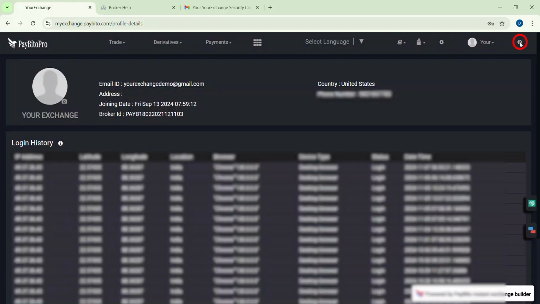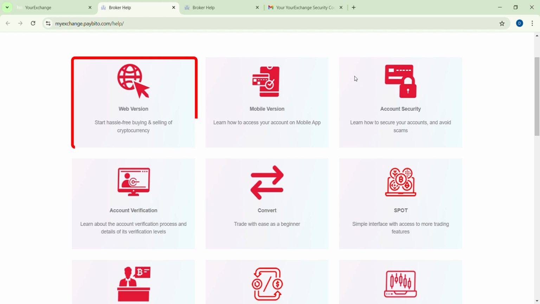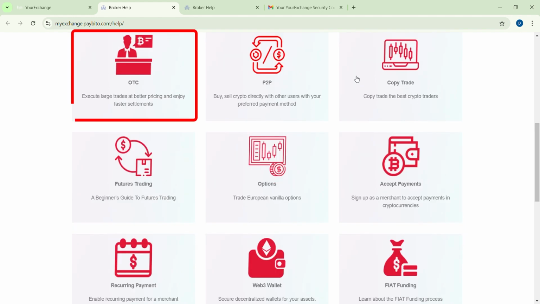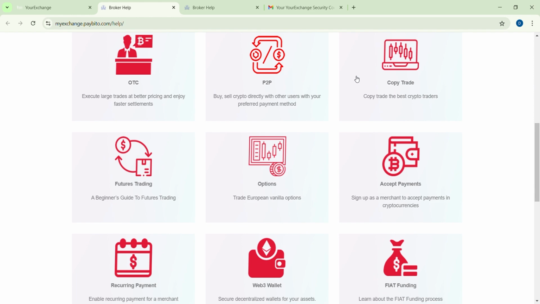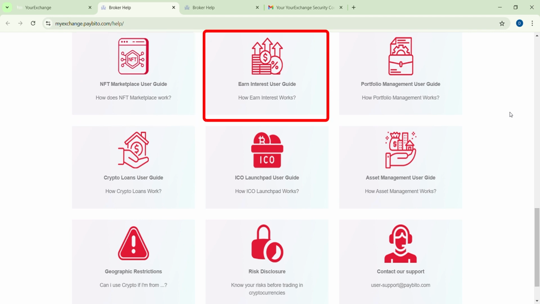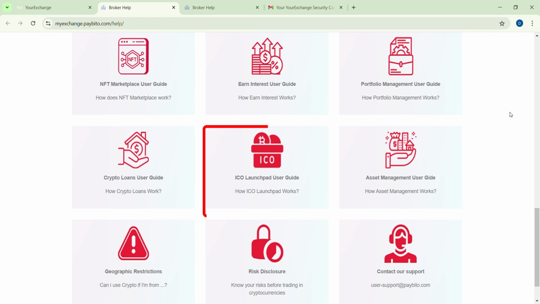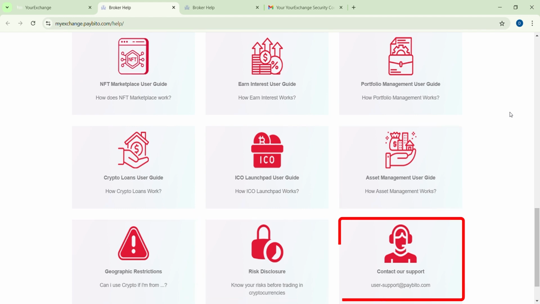This is the support section, where you'll find every detail for in-depth understanding. You'll find web version, mobile version, account security, account verification, convert, spot, TC, P2P, copy trade, futures trading, options, accept payments, recurring payments, Web3 wallet, fiat funding, NFT marketplace, earn interest, portfolio management, crypto loans, ICO launchpad, asset management, geographic restrictions, risk disclosure, and contact support.